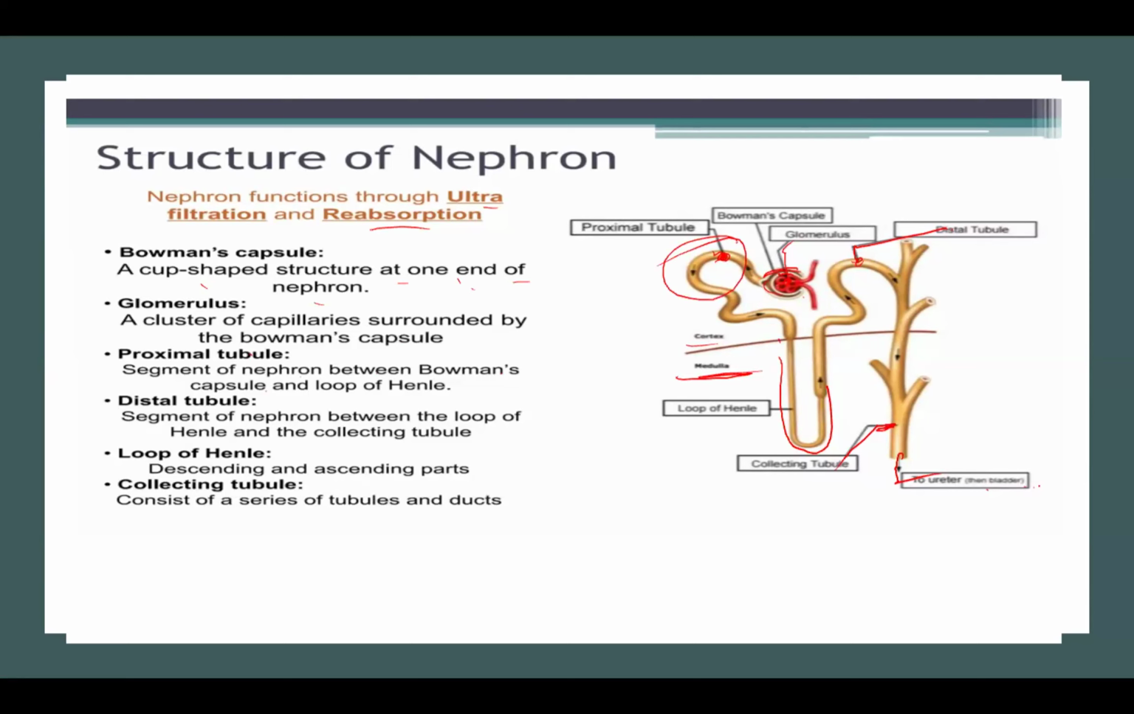What is the distal tubule? Segment of the nephron between loop of Henle and collecting tubule. Loop of Henle: descending and ascending parts. And the collecting tubule consists of a series of tubules and ducts.